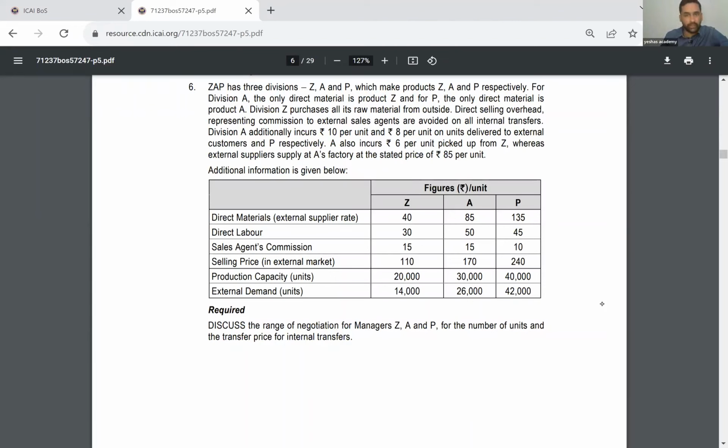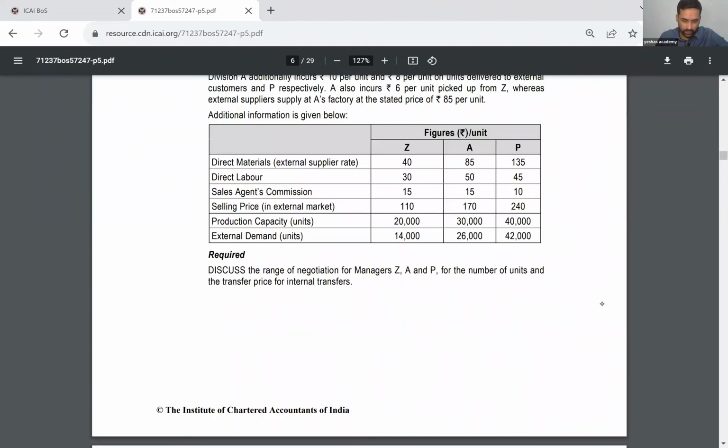You will have to fix a separate transfer price for what you're going to sell outside and for the balance. For Z also, there is 6,000 of excess production. For A also, there is 4,000 of excess production, and their bargaining power comes down when they have excess production. Yes, so this was the question on transfer pricing. I'll just scroll down to the solution part. We'll quickly take you through that as well.